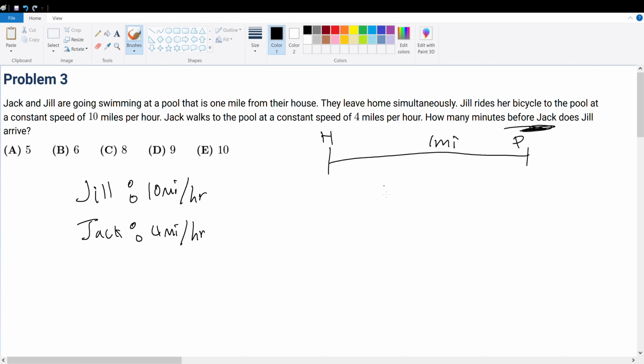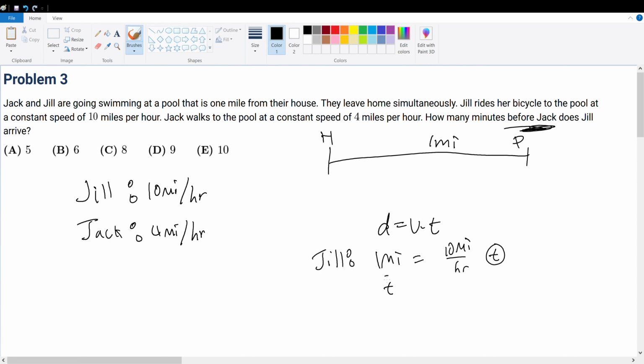In physics, one universal definition equation that you should always recognize is this: D is equal to V times T. D is the distance traveled, V is the velocity, and T is the time taken to travel that distance. We know the distance is 1 mile. We know that Jill's velocity is 10 miles per hour. And we know that this is her T.